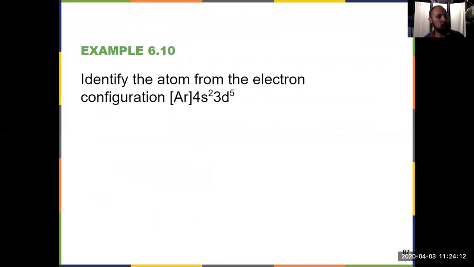Here's an example problem. Check for understanding. Identify the atom with the electron configuration argon 4s2 3d5. Okay, so pause the video, think about this, resume when you think you have an answer. And that answer is manganese. This is not one of the exceptions to worry about. This is the lowest energy configuration of manganese.